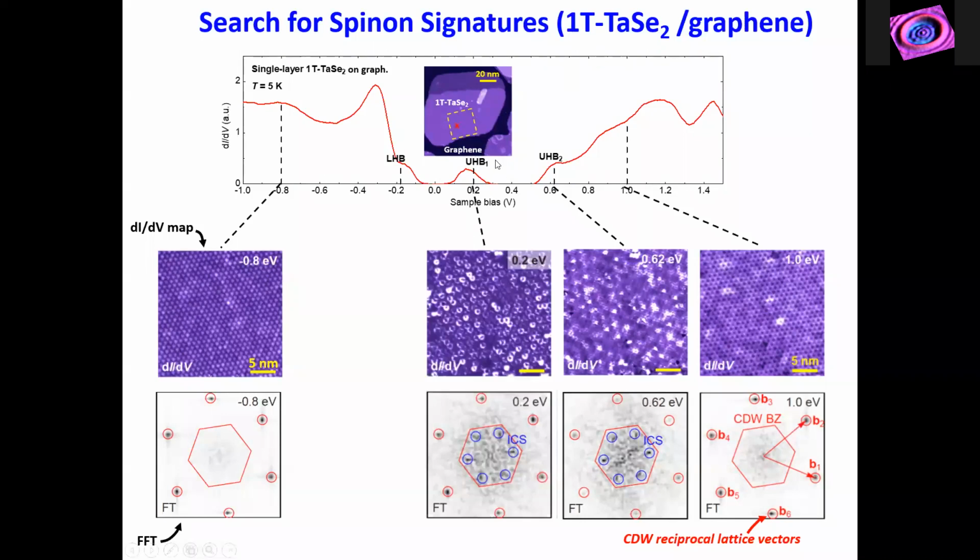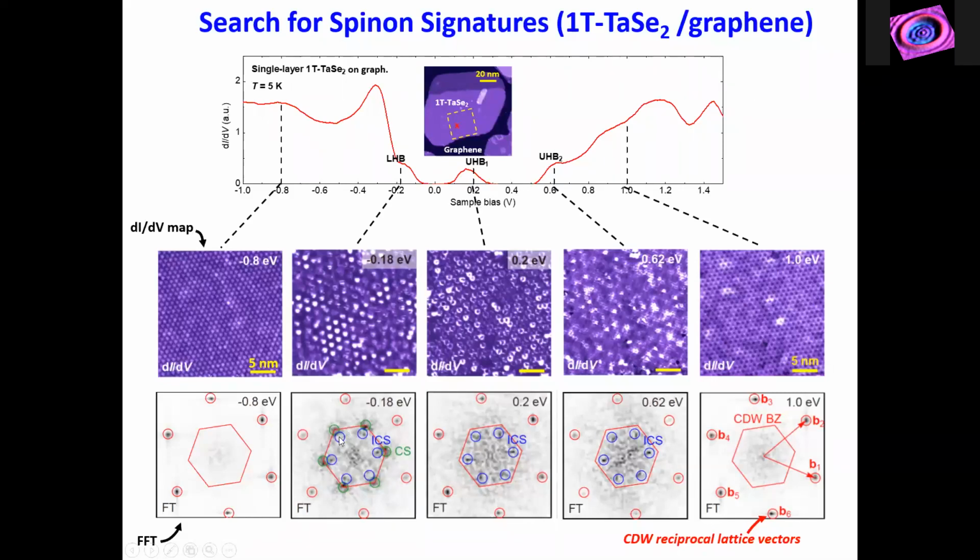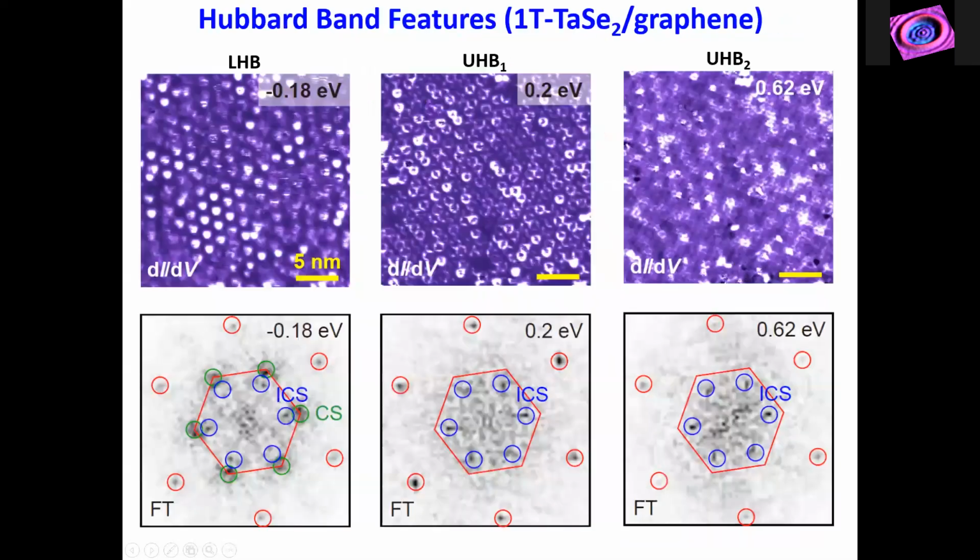And if we go down in energy to this region of the upper Hubbard band, we still see it. We take a Fourier transform. You can still see those ICS peaks. And if we go into the filled states, we see it also. Once again, you can see I've circled it in blue. You can see those features in the Fourier transform. But in the filled states, we also see an additional feature I've circled in green. We call it the CS, the commensurate superstructure. It's sitting at the K points of the Brillouin zone, and we call it commensurate because it is commensurate with the triangular lattice. Here's a zoom in of those images, so you can see it a little better. You can see the ICS and the CS there.